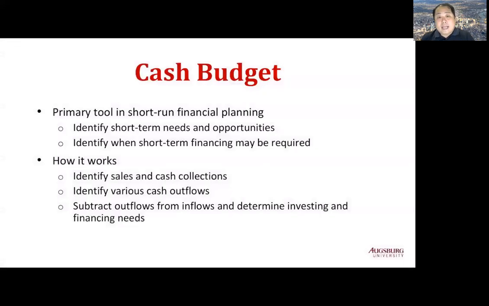So a firm plans short-term financing using a cash budget. It identifies when short-term financing may be required. The procedure is first identifying sales and cash collection and then finding various cash outflows. We subtract outflows from inflows and find investing and financing needs.